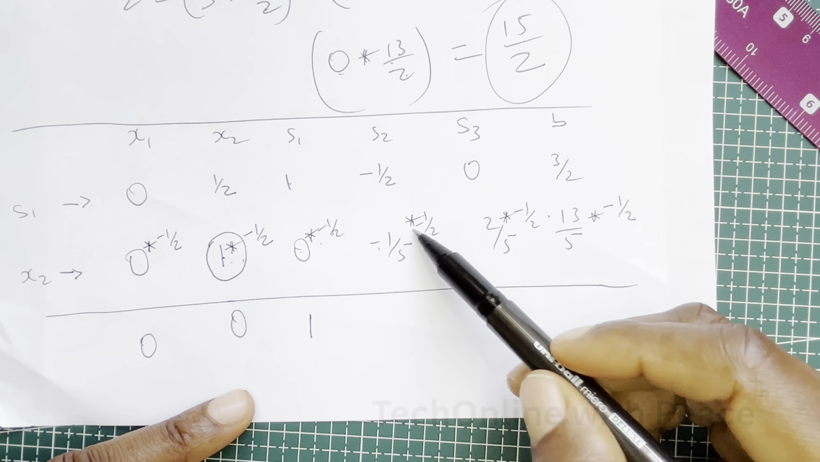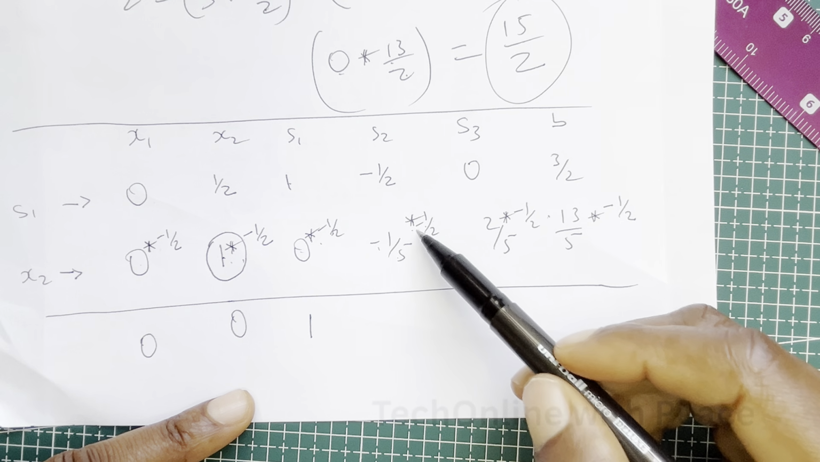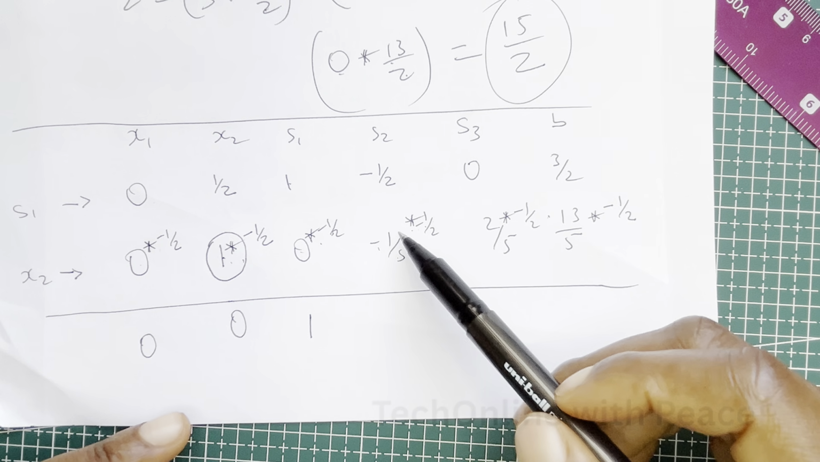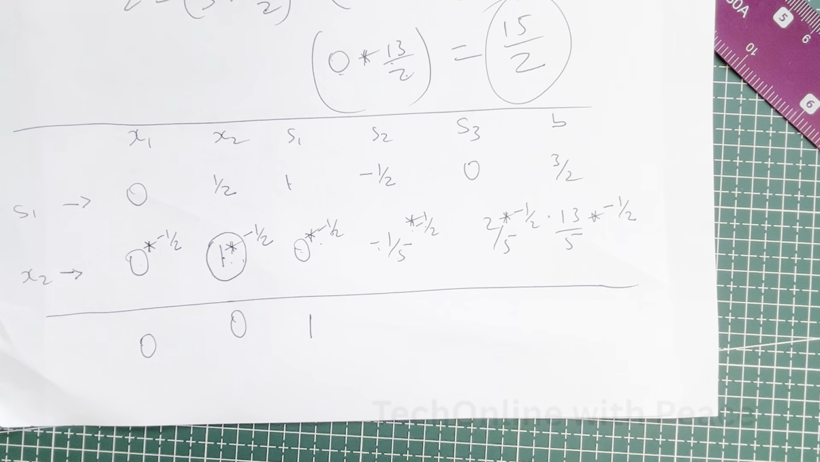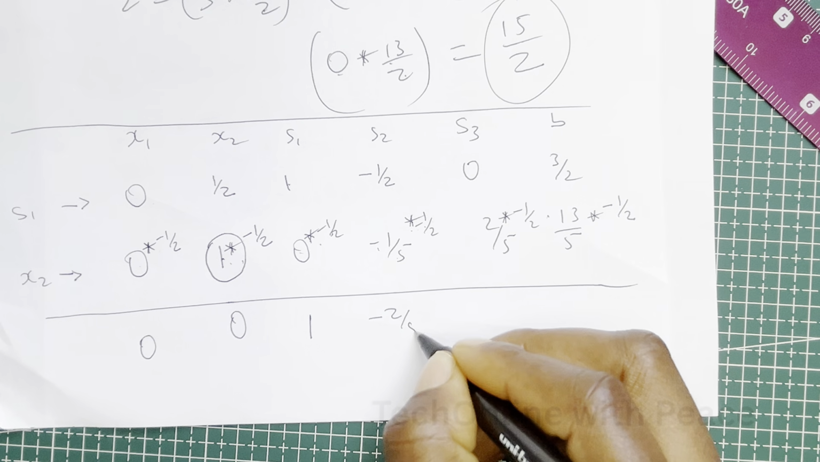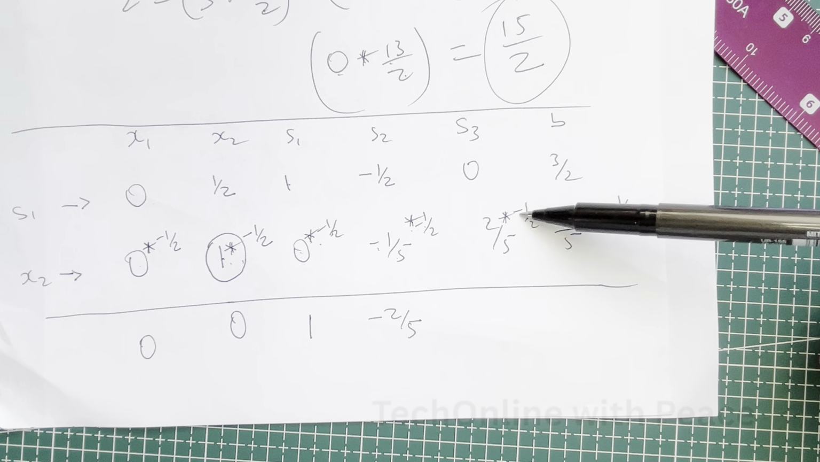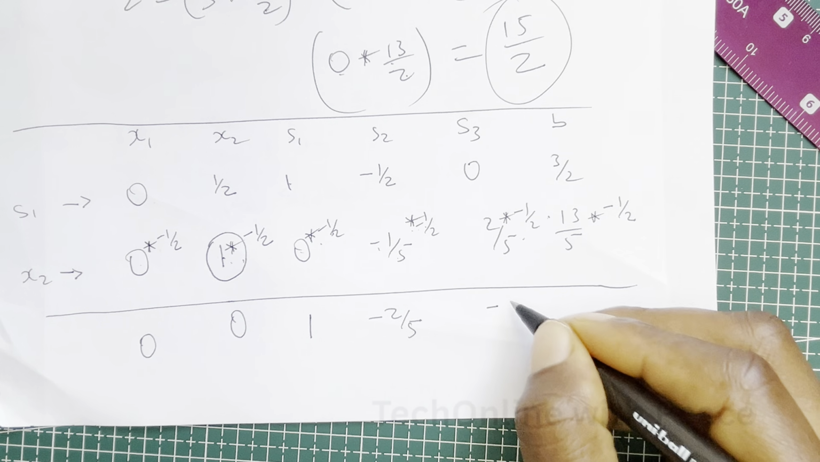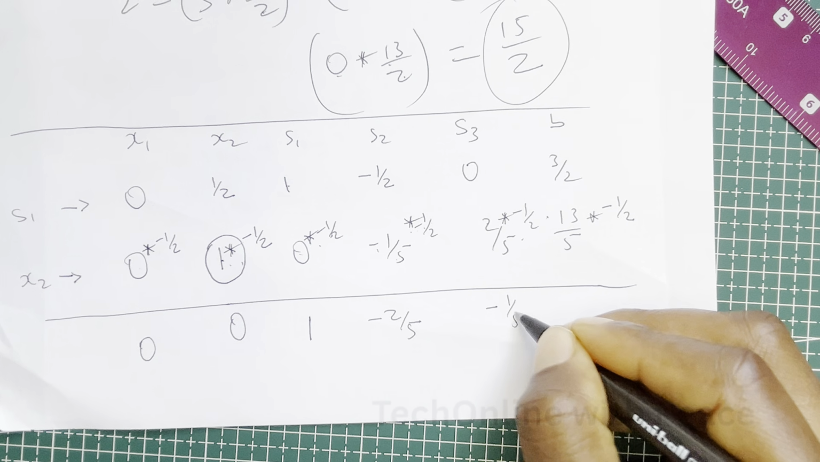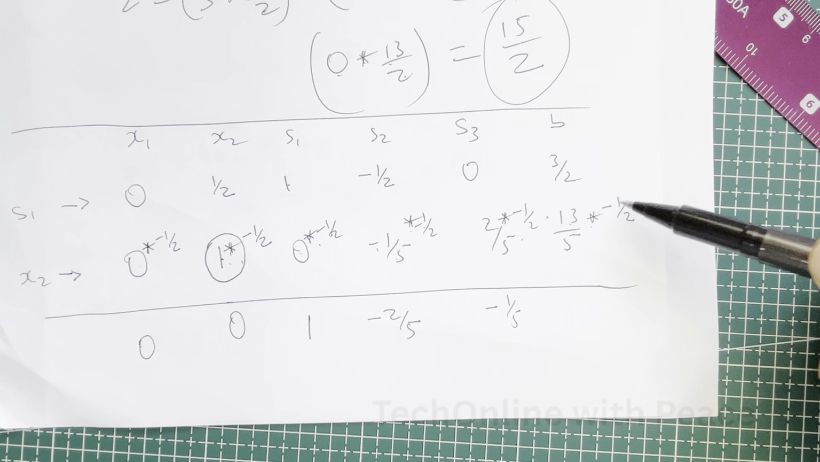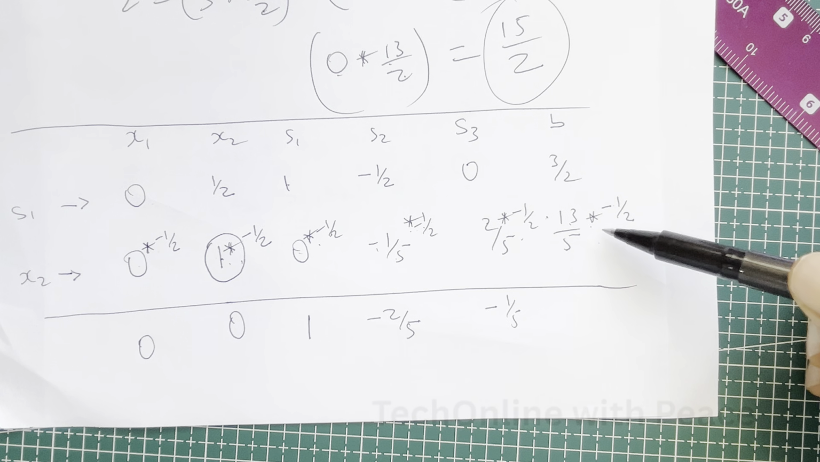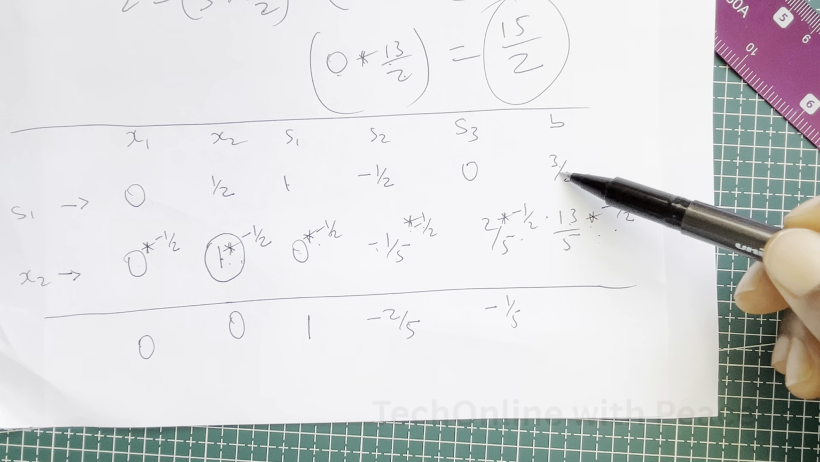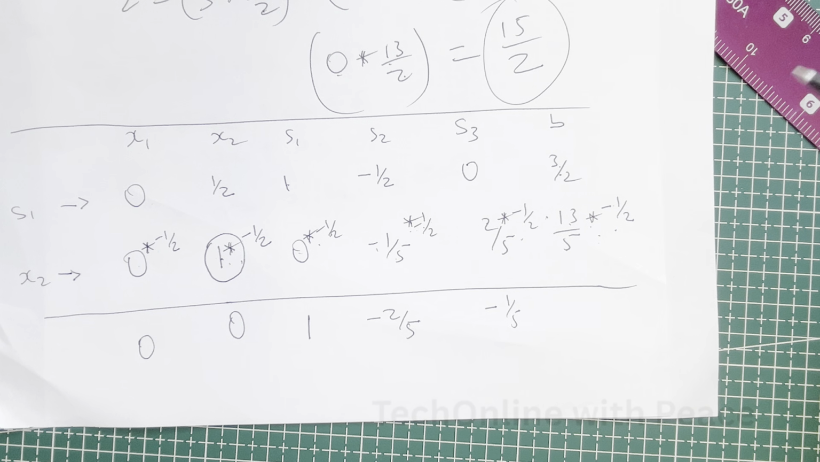Minus 1 over 5 times minus 1 over 2 will give us 1 over 10. So 1 over 10 minus 1 over 2 will give us minus 2 over 5. 2 over 5 times minus 1 over 2 will give us minus 2 all over 10. So 0 minus 2 all over 10 will give us minus 2 over 10, which is minus 1 over 5. 13 all over 5 times minus 1 over 2 will give us minus 13 all over 10. Minus 13 over 10 plus 3 over 2 will give us 1 over 5.